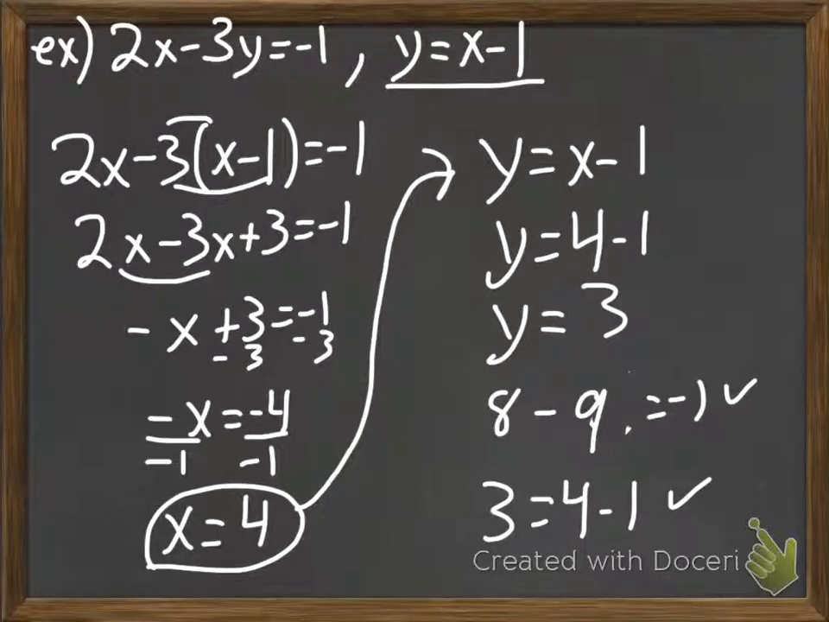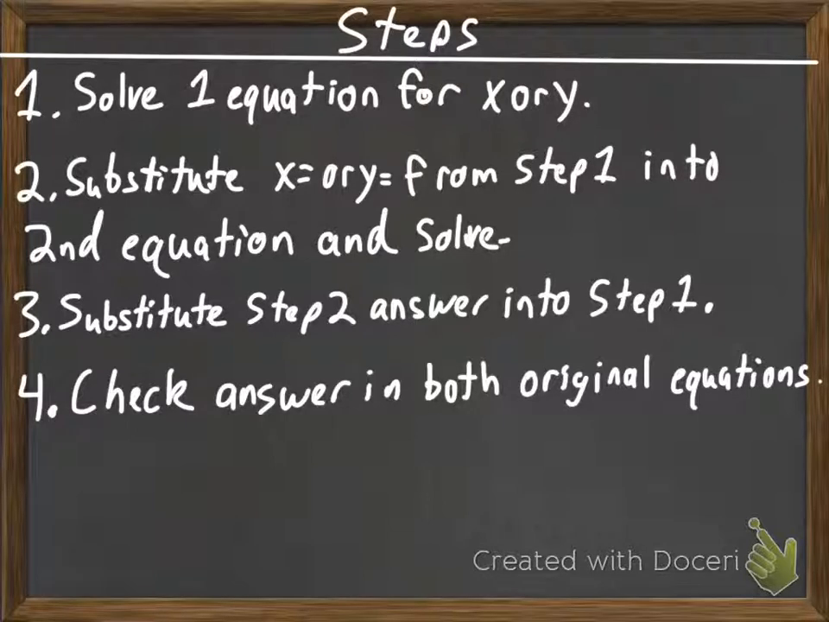Okay, so I did all 4 steps needed, but I meant to circle this after I was done with that step. So I'm going to review these steps. So step 1 is to solve one equation for x or y, but the nice thing is sometimes they're already solved for you, so you don't actually have to do the solving. So we want one equation that's x equals or y equals. Step 2 is we're going to substitute that x equals or y equals from step 1 into our second equation, and then we're going to solve for the leftover variable.